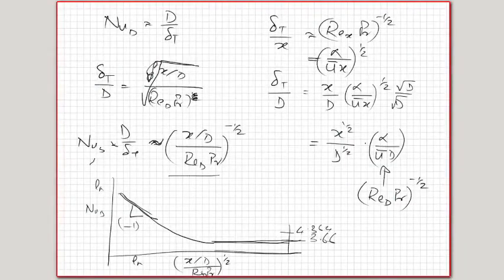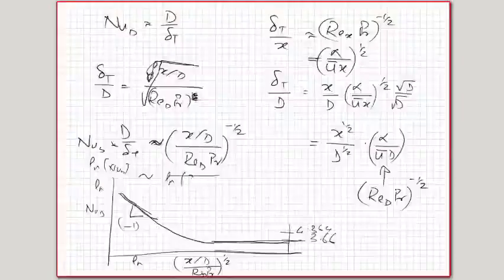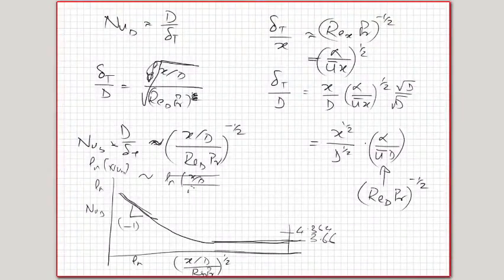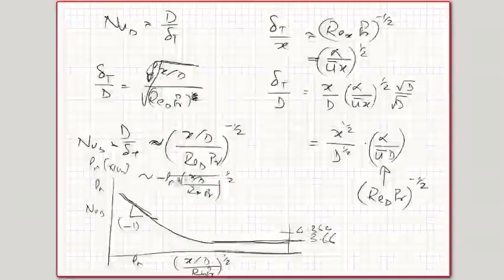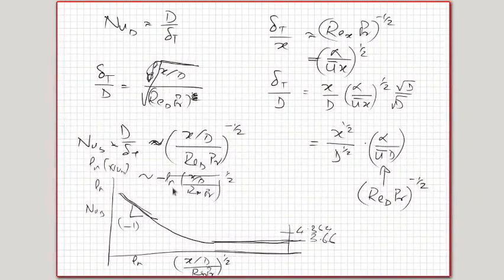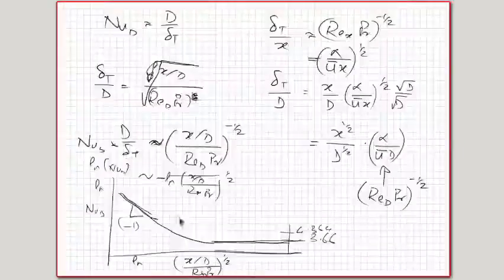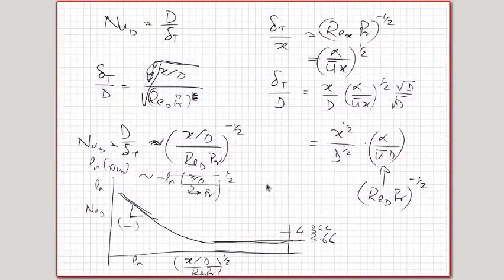So if you take the log, Nu is of the order of log of (x by d by Re_D Pr), with a minus sign of course, because it's a minus half. So there is a -1 slope that will typically come. So this is the way most of your Nusselt number plots would be.